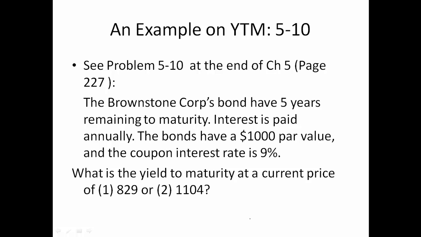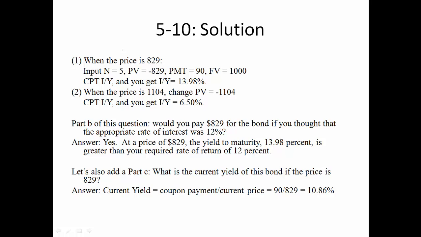So we'll take a look at the yield to maturity when the price is $829 first. When the price is $829, we can input into your financial calculator 5 as N, price as negative 829, a payment of $90 per year, and future value 1,000. We compute I/Y, and you get 13.98. So that means the yield to maturity is 13.98%. Then when the price is $1,104, you just change the PV from negative 829 to negative 1,104. You compute I/Y, and you get 6.5. So that is a yield to maturity of 6.5%.